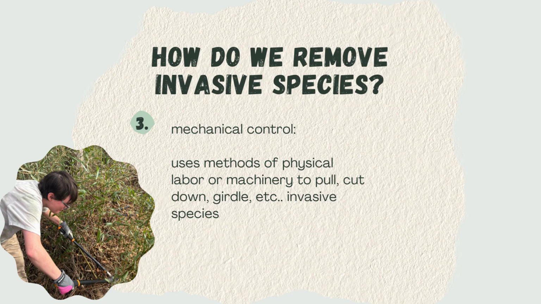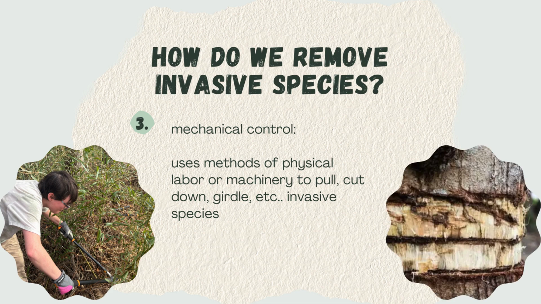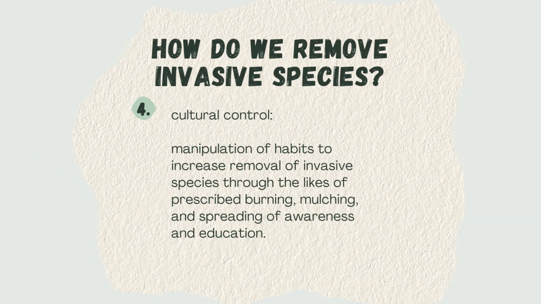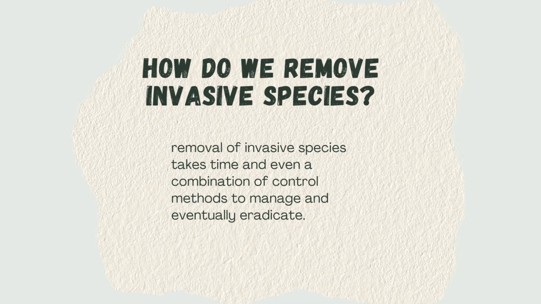Mechanical control uses methods of physical labor or machinery to pull, cut down, girdle, etc. invasive species. And finally, cultural control, which is the manipulation of habits to increase removal of invasive species through the likes of prescribed burning, mulching, and spreading of awareness and education. The removal of invasive species takes time and even a combination of control methods to manage and eventually eradicate.